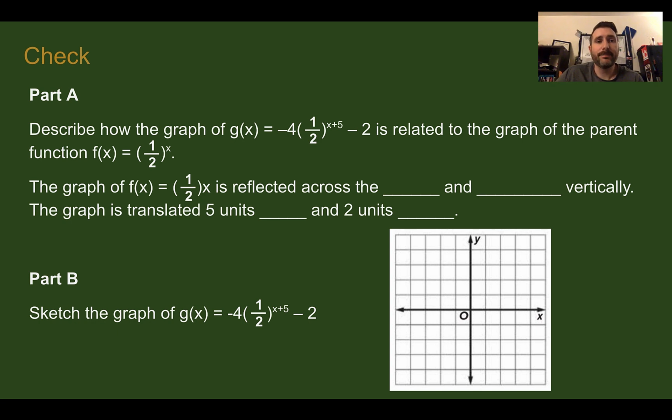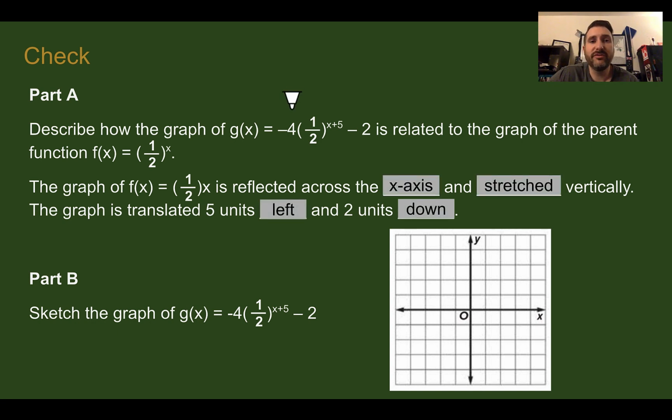Let's check our answers for part A. So first, we can see that it was reflected across the x-axis by that negative out front. The 4 tells us it was stretched vertically. We have +5, which means it's going to go to the left 5, and -2, so it's going to go down 2.